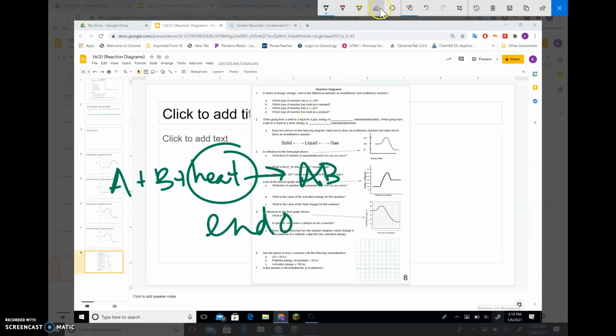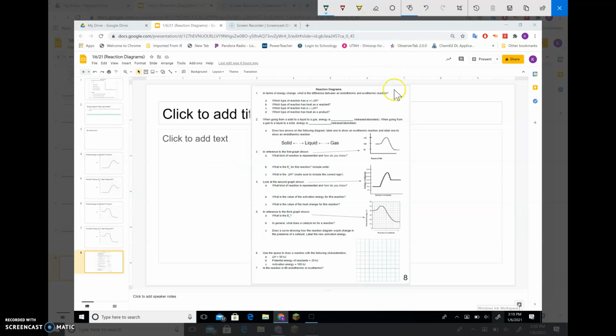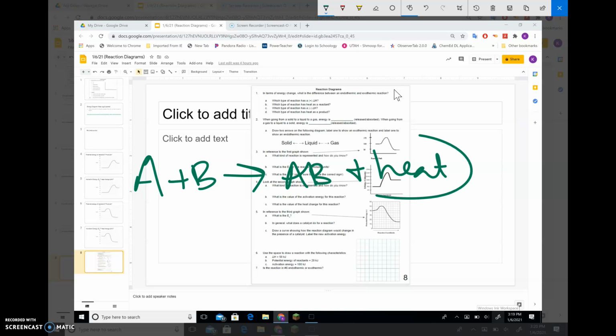And if we change this reaction right here, and we say A plus B, our product's AB, and then we have heat on the product side. When we have heat on this product side, it means that it's exothermic because the heat is being released. So just look at placement there.